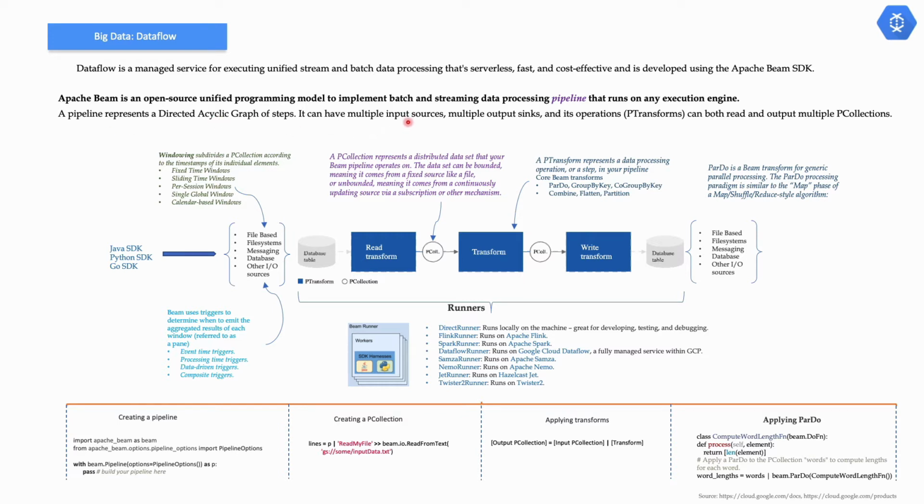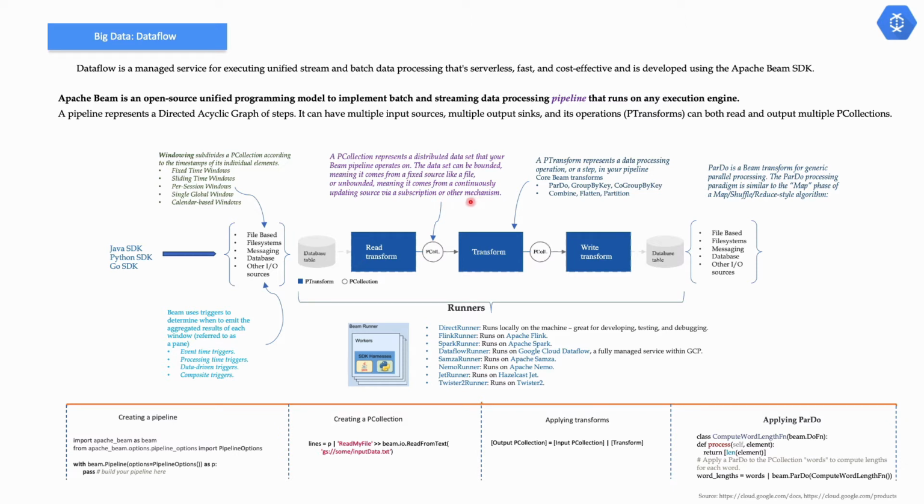It can have multiple input sources, multiple output sinks, and its operations, PTransforms, can both read and output multiple PCollections. So in the Apache Beam world, understanding the acronyms PTransform and PCollection is very important. Let me cover that first. A PCollection represents a distributed data set that your pipeline operates on. The data set can be bounded, meaning it comes from a fixed source like a file, or unbounded, meaning it comes from a continuously updating source via a subscription or other mechanism.